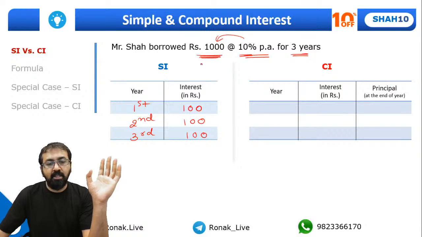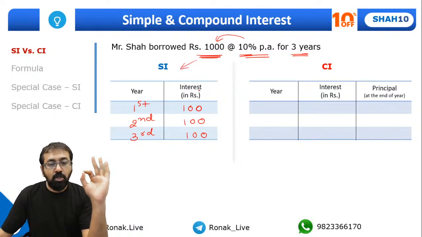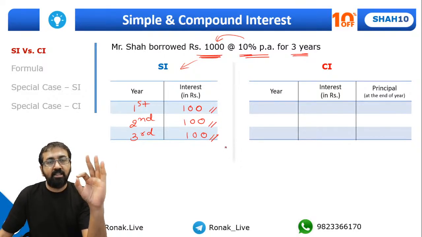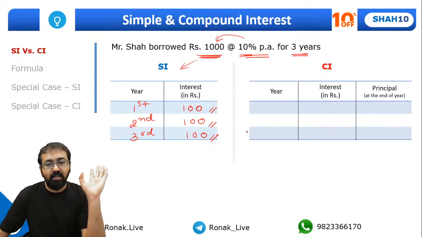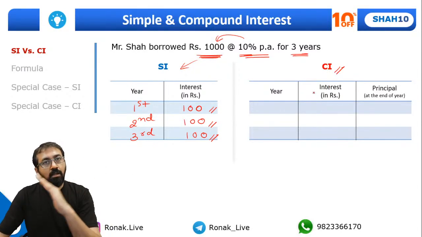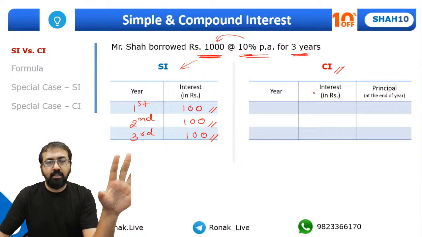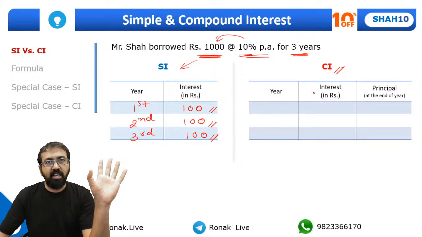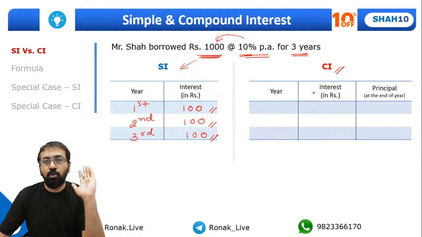So the principal in the case of simple interest remains the same because at the end of every year, you pay back this interest to the bank. So in the case of simple interest, you pay the interest as and when it is generated. But in the case of compound interest, we don't pay anything up to 3 years. We don't pay interest, neither principal, nothing. We pay interest and principal all together at the end of the loan period.